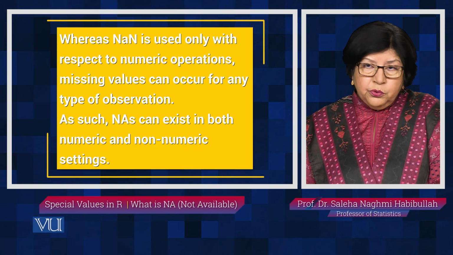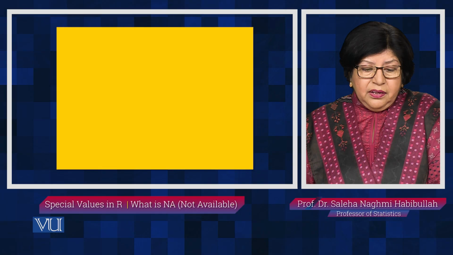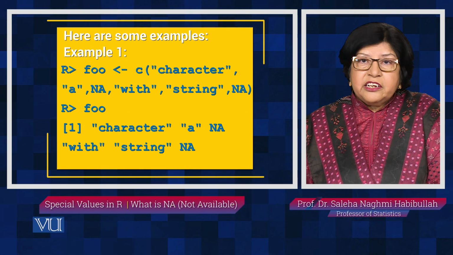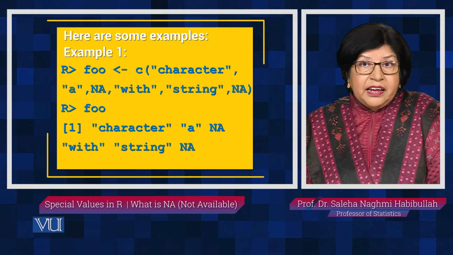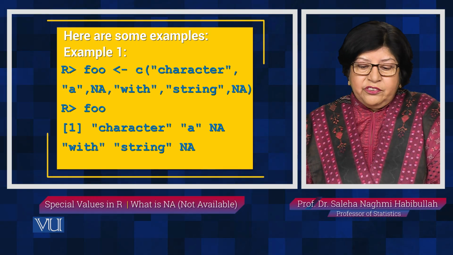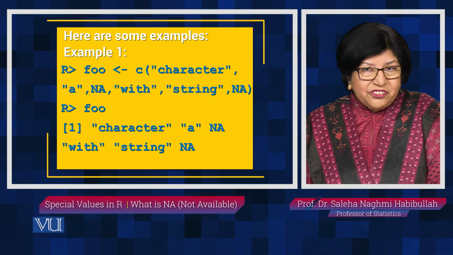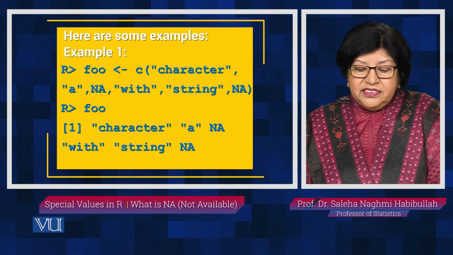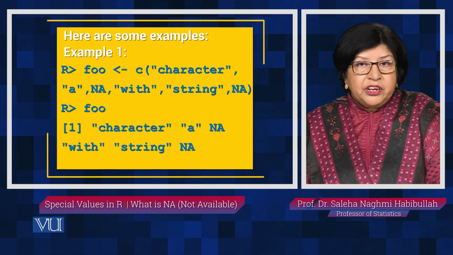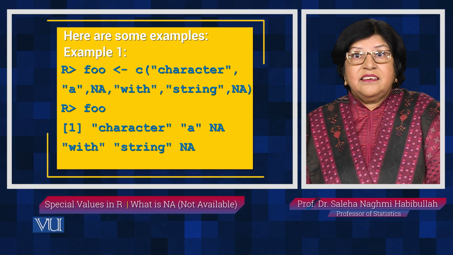I would like to give you a few examples. Here is example 1. We have a vector. We are calling it foo. And what do we have inside the vector? We have a character string called character. Then we have another character string called A. Then we have NA. And then we have another character string, and then another NA.